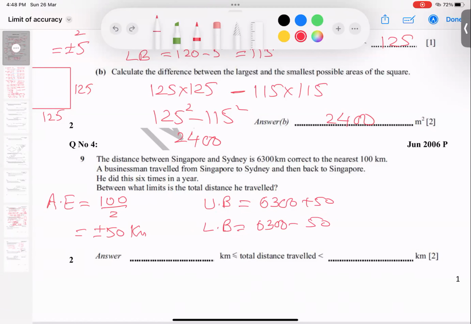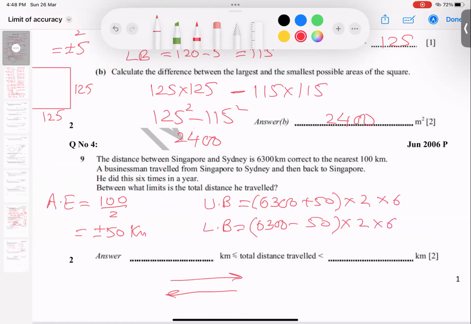It's done. But he's saying, okay, I write in brackets now. After this, what is he saying? That the businessman traveled from Singapore to Sydney and then back to Singapore. It means he travels the distance forward, and then the same distance backward. So can I multiply both by 2? Exactly. But he did this 6 times in a year, and the question asks for the limits of the total distance he traveled, so multiply by 6 as well.